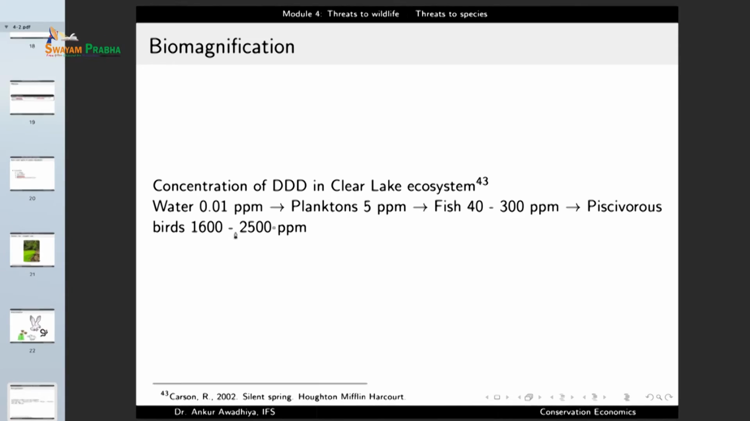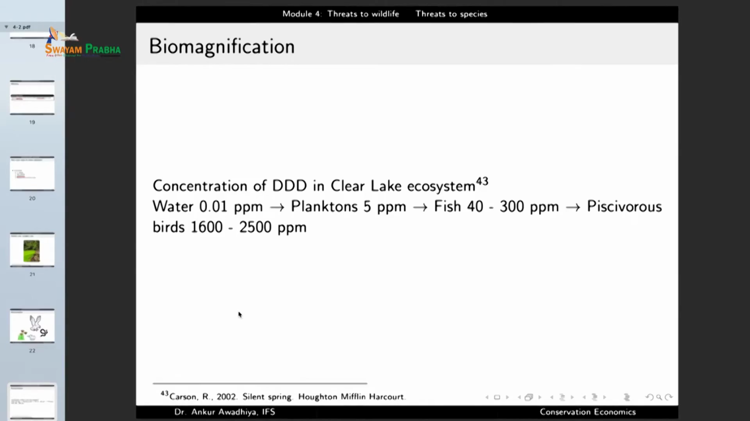And the fish eating birds had a concentration of 1600 to 2500 ppm. Now, this is a very high concentration and it would have a very drastic impact on these birds. It was also found that the population of a number of these birds was declining very fast because of the presence of these pesticides. They were not able to lay eggs with strong shells. So this is an impact that occurs as we move up the food chain.